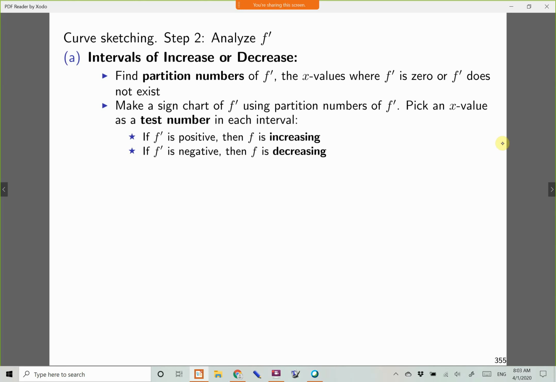And I tried to clarify, I know this is grammatically strange, but the comma is correct. I just wanted to clarify after the comma what the partition numbers of f prime are. These are those x values where either f prime is 0 or f prime doesn't exist, just like in the warm-up we did.